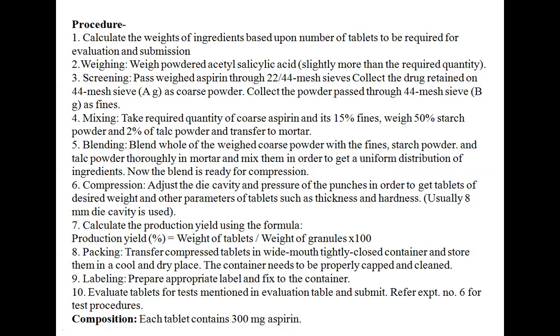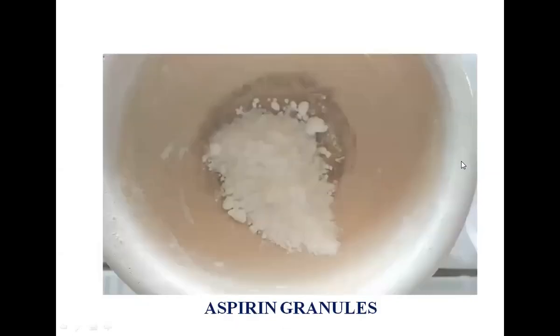Then packing. Transfer the compressed tablets into a wide mouth, tightly closed container, and store them in a cool and dry place. The container needs to be properly capped and cleaned. Then labeling: prepare an appropriate label and fix it to the container. Now, which type of labeling do you have to do? It is the same as what we do for syrups. Then evaluate the tablets for the tests mentioned in the evaluation table and submit; refer to experiment number 6 for test procedures, which we have already taken. Then composition: each tablet contains 300 mg aspirin.